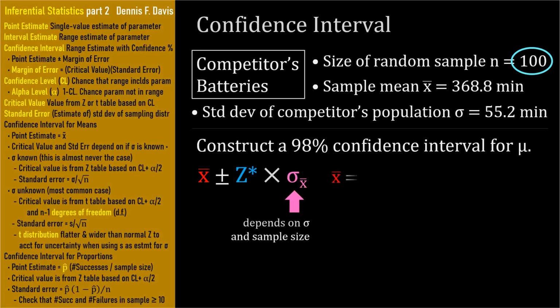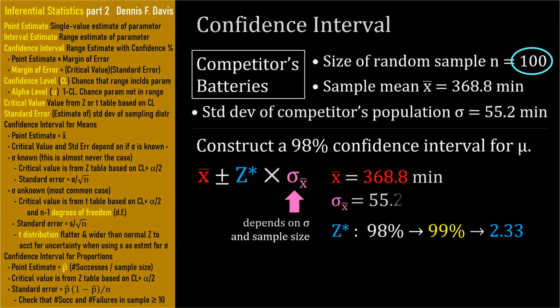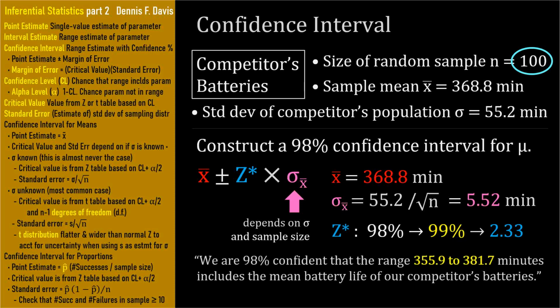narrower. X bar is still 368.8 minutes. Critical z is still 2.33, since the confidence level is still 98%. Sigma sub x bar becomes 55.2 minutes divided by the square root of 100, which is 5.52 minutes. So with a sample size of 100, we are 98% confident that the range 355.9 to 381.7 minutes includes the mean battery life of our competitors' batteries.